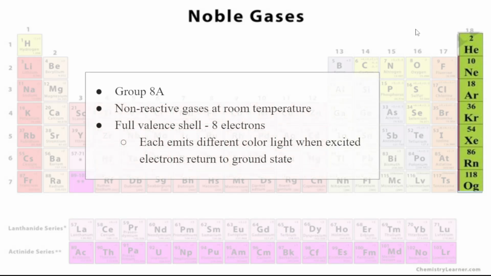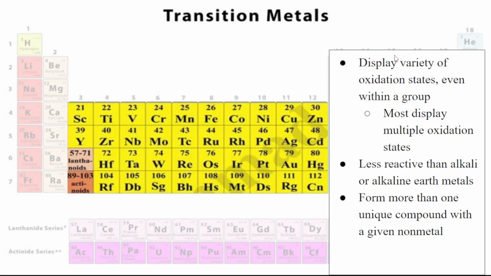Noble gases, non-reactive at room temperature. They have a full valence shell, and because of that, that's the reason they're not reactive, because their shell is already full. When you run electricity or energy through these atoms, they will become excited and emit different colors of light. That's like neon light. So the different colors of neon light are actually different types of noble gases. Each one emits a different color.